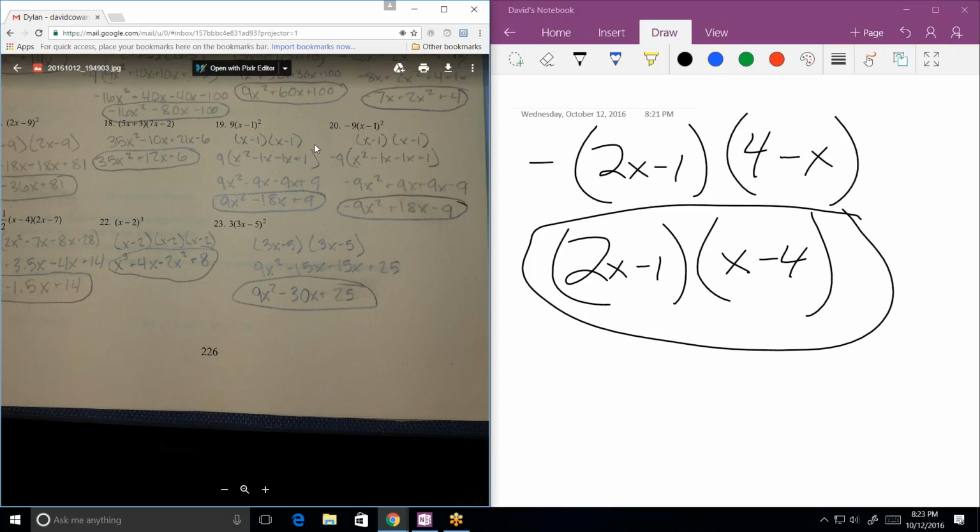Again, on problem 19, I love what you're doing here, but make sure you put that 9 in front of that first row, just to ensure that you don't forget about it. And again here, add the minus x to the other minus x to get minus 2x, and then multiply by 9.